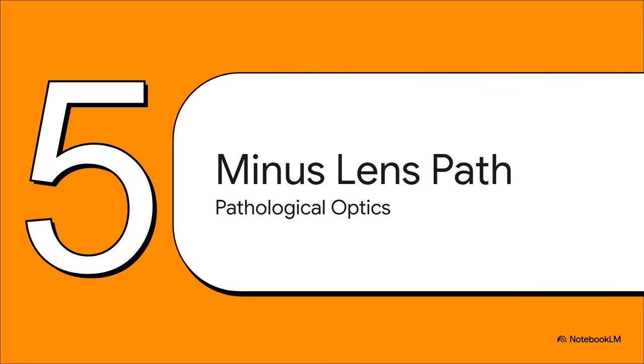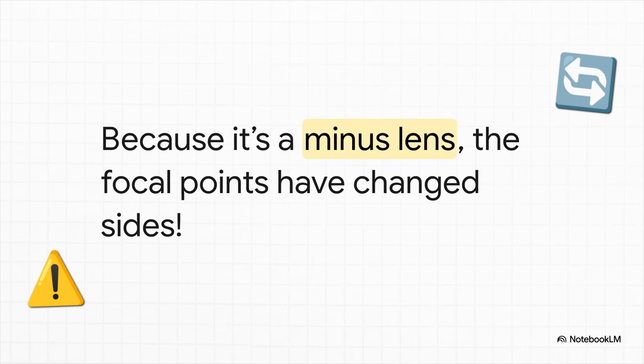Next is Section 5, the minus lens curveball. This is all about navigating pathological optics, and it frequently catches residents totally off guard on test day. So what's really fascinating about the anatomy of a minus lens is how this single structural change completely alters the trajectory of our golden rays. And honestly, it's fundamental to treating your myopic patients.